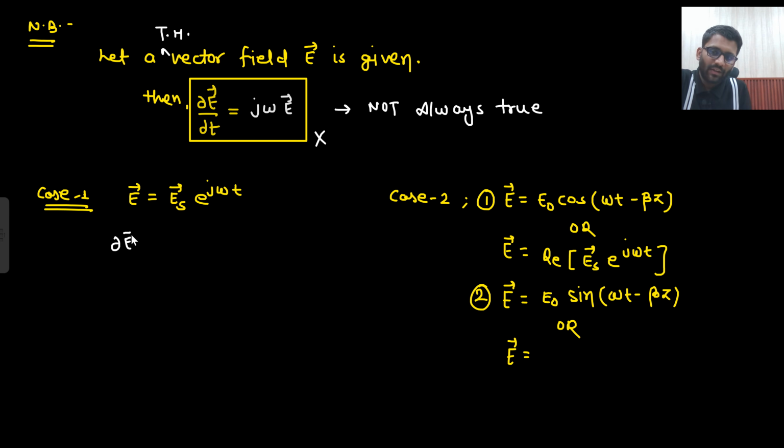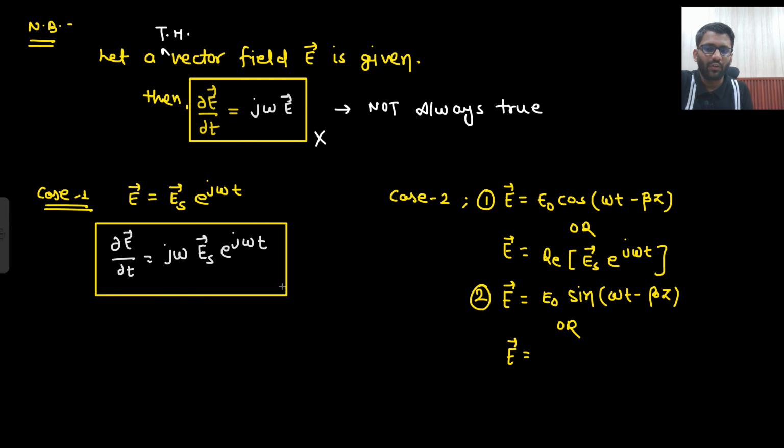Just calculate dou E by dou t. Simple calculation. Forget about phasor and all these things. So this is a function of space only. There is no time term. So forget about ES. You will do the differentiation of ES e to the power j omega t. So what are you going to get? J omega ES e to the power j omega t. This is what you are going to get. So this is your answer for dou E by dou t.